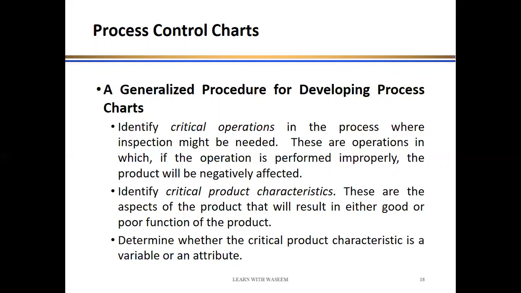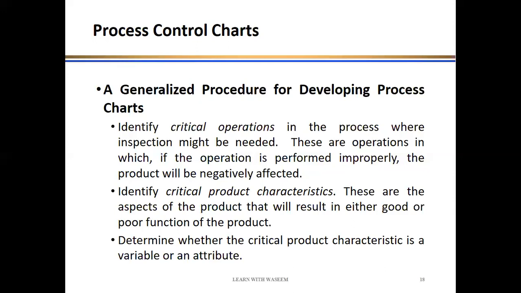The first one is to identify the critical operations in the process where inspection might be needed. These are operations in which, if the operation is performed improperly, the product will be negatively affected. The second step is to identify the critical product characteristics. These are the aspects of the product that will result in either good or poor functioning of the product.